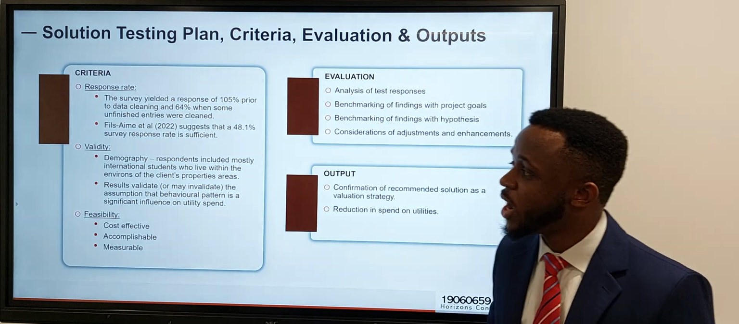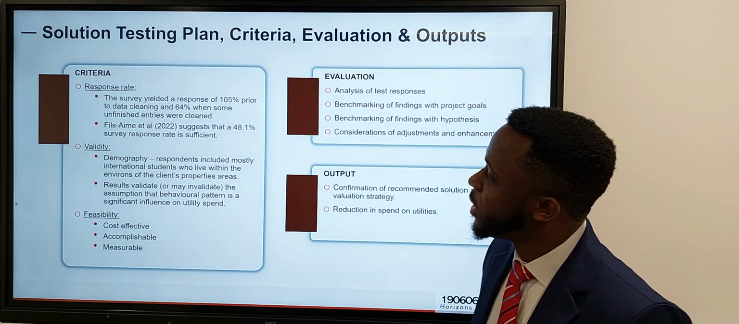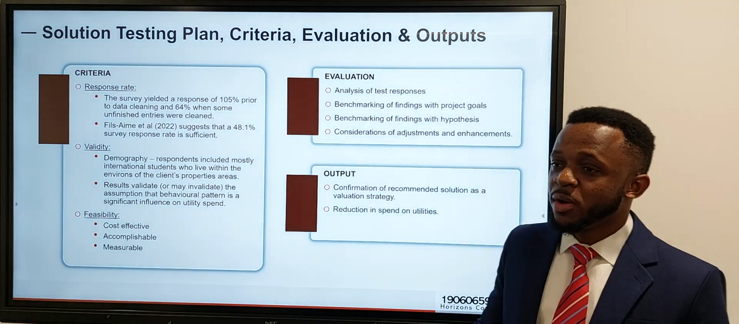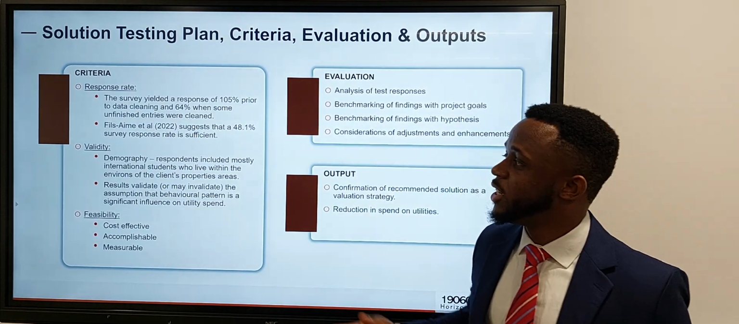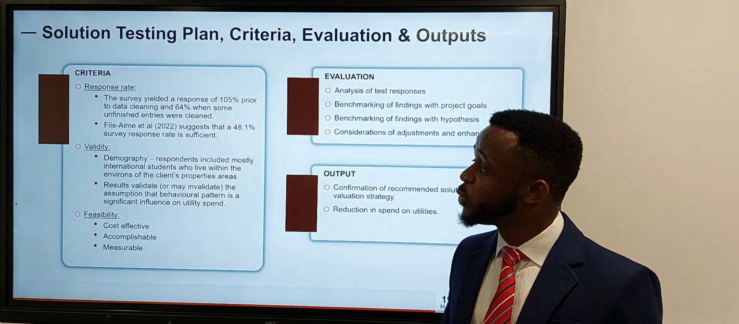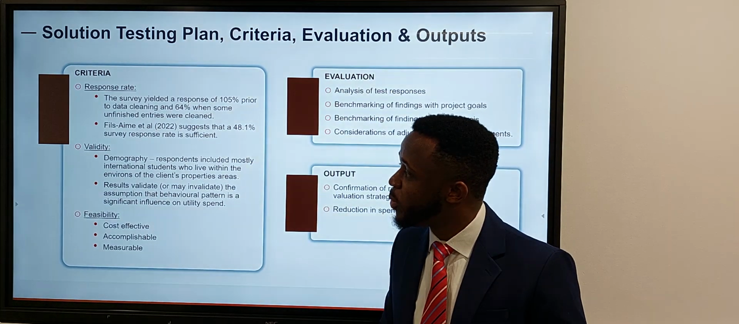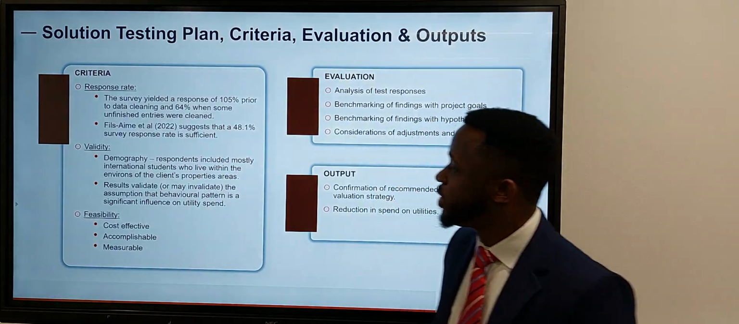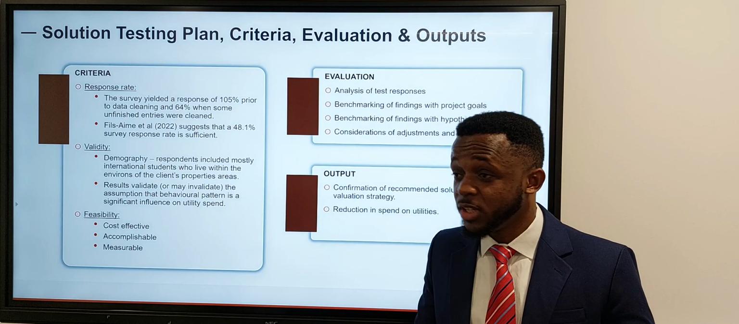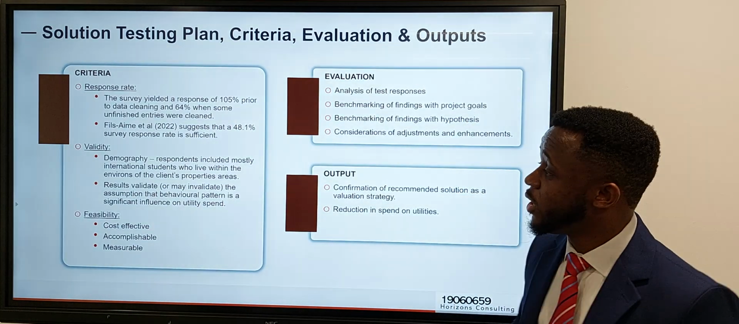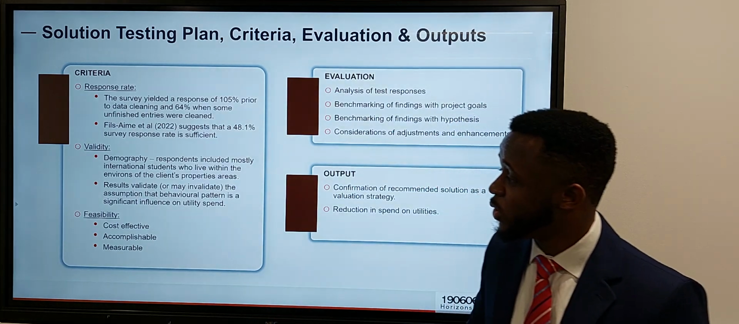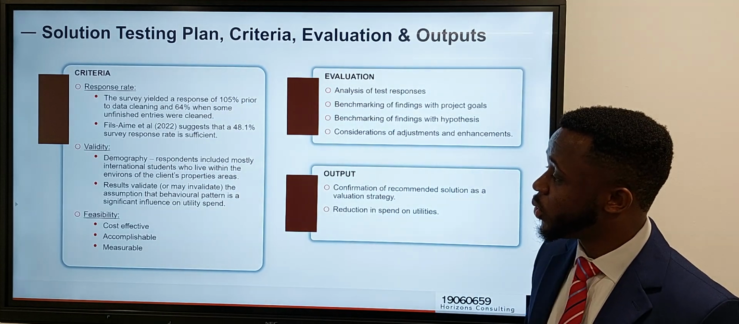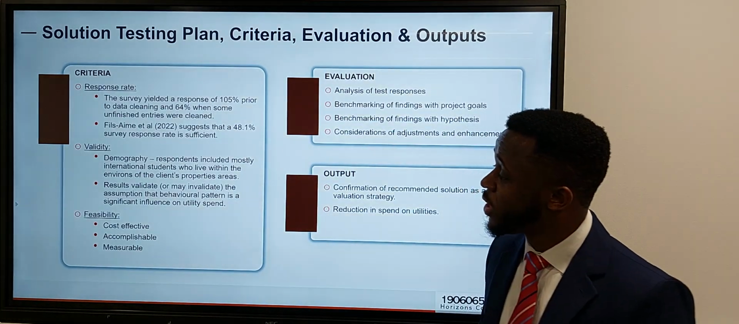How do we measure if the survey is successful or not? The response rate: initially I got up to 105% of my target, but after cleaning the data and removing incomplete responses, I landed at a 64% response rate. That seemed plausible according to Fuse In, who stated that a 48.1% response rate is sufficient for conclusion. And the validity, like I said, covers the demography our client's occupants fit into, so this result is valid enough to give a conclusion.